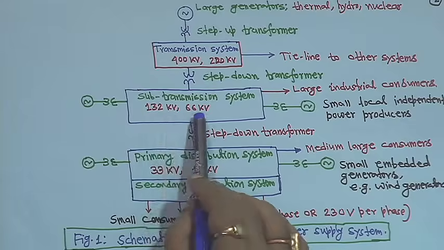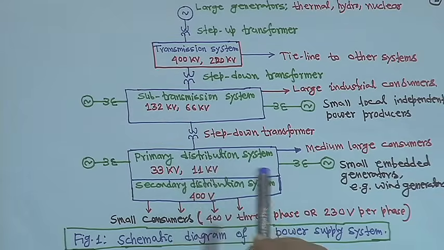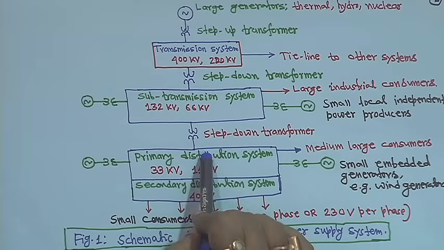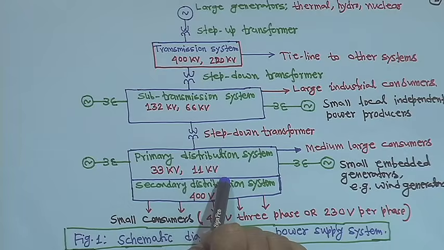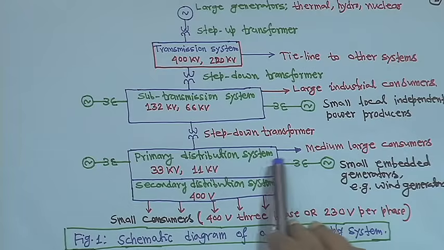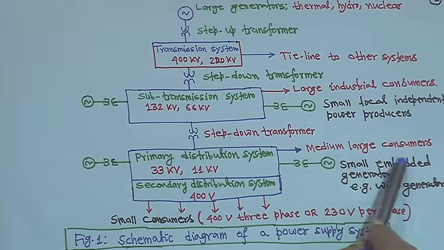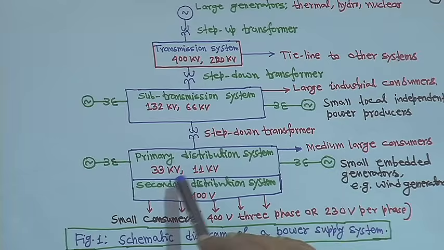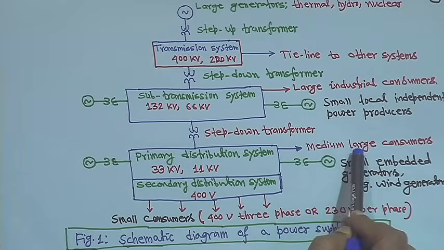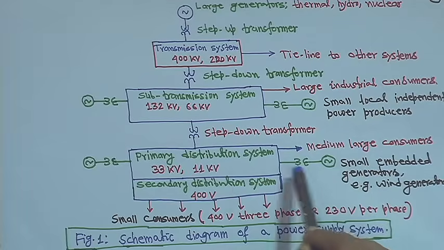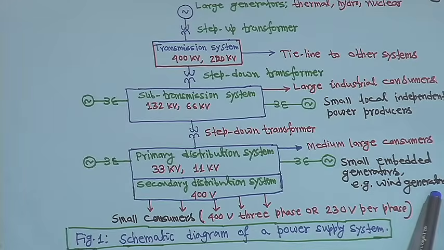Then from 132 or 66 kV, it will be further stepped down, and then the primary distribution system comes. Primary distribution means 33 kV or 11 kV, right? Here also there are medium large consumers, some small industries or medium large consumers who need power at the voltage level of 33 or 11 kV. So that is also connected. At this voltage level of 11 kV or 33 kV, you have small embedded generators, for example, wind generators, right?